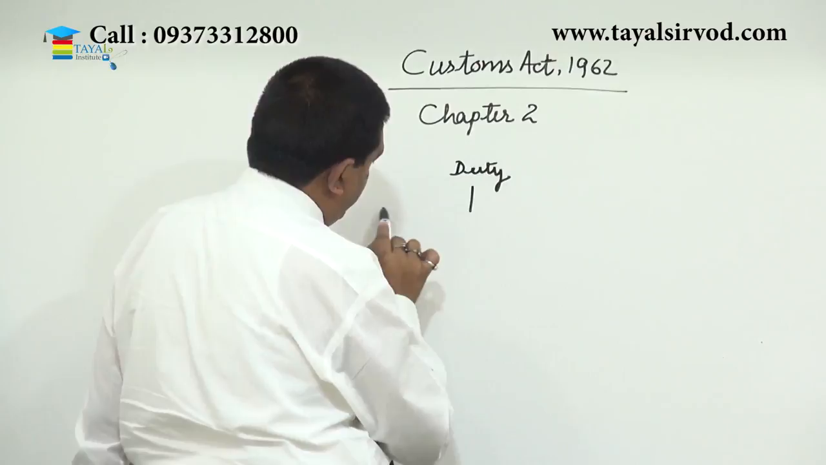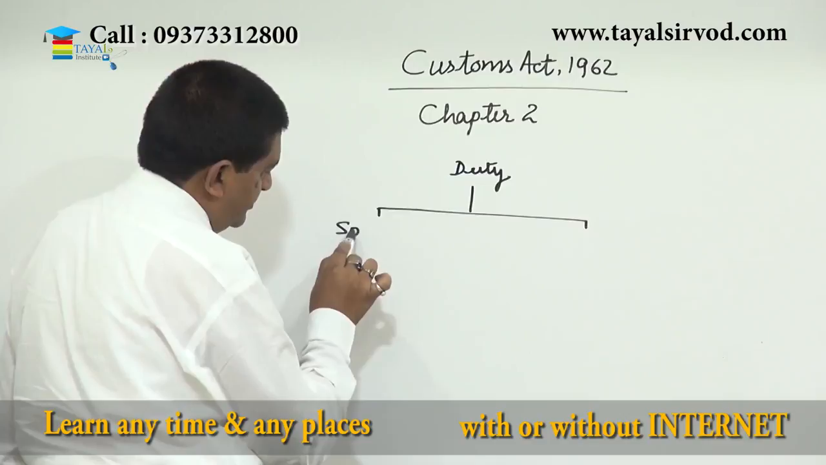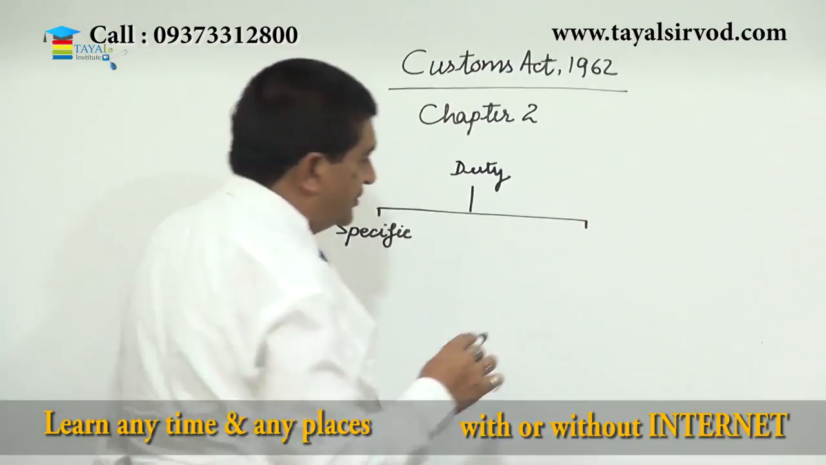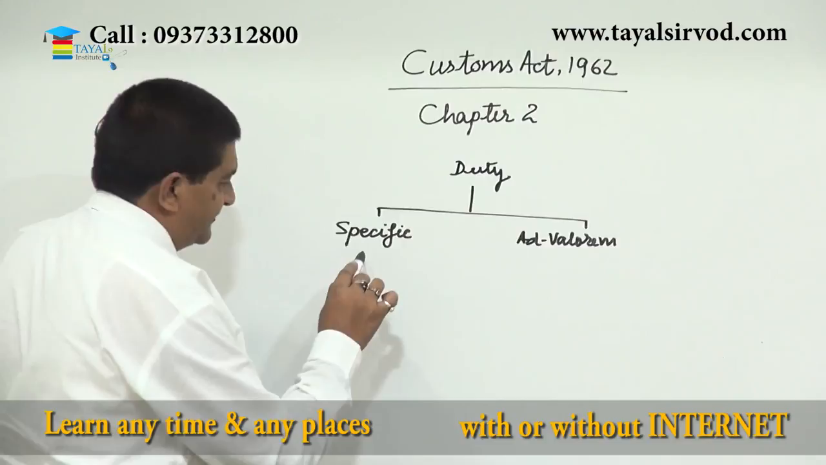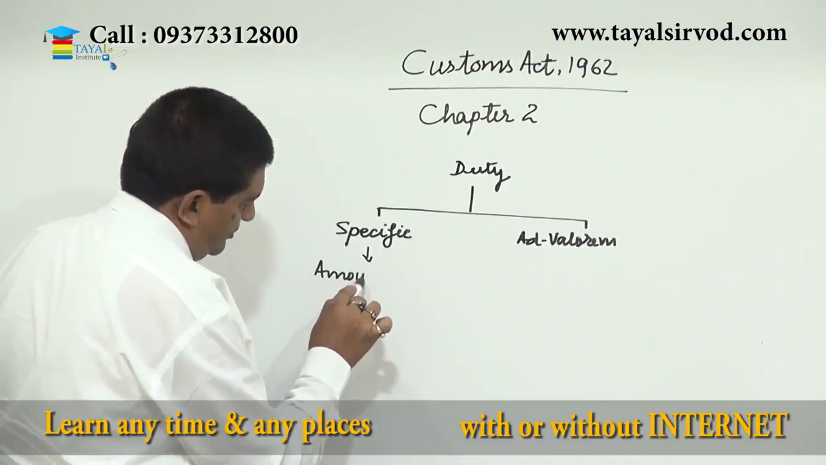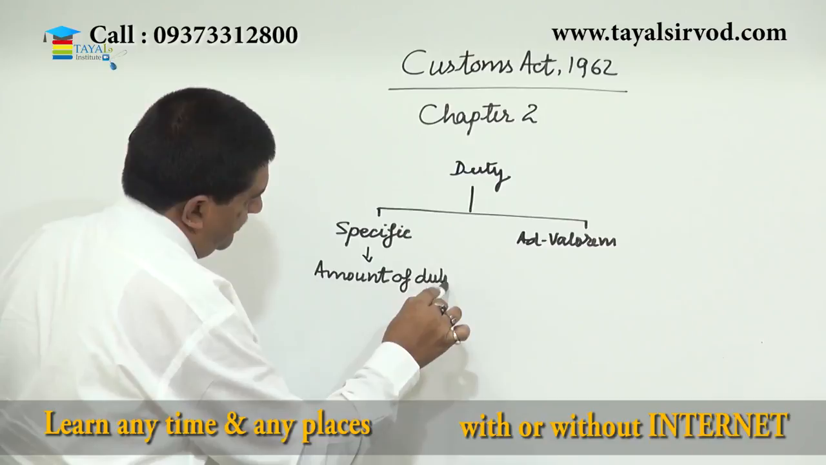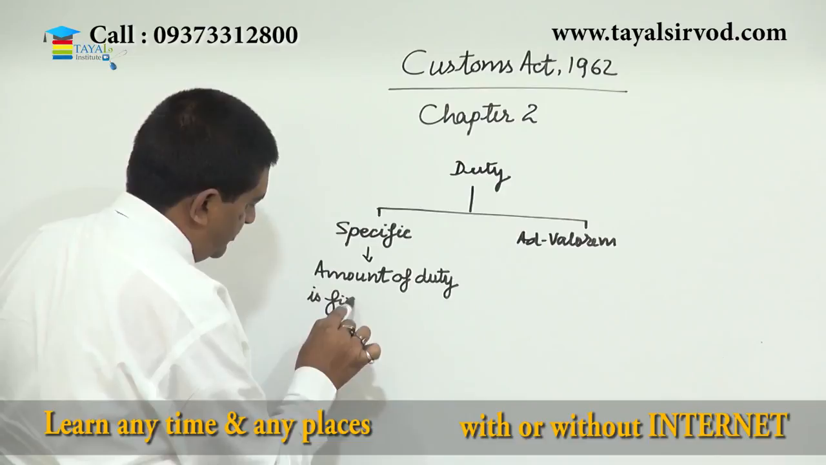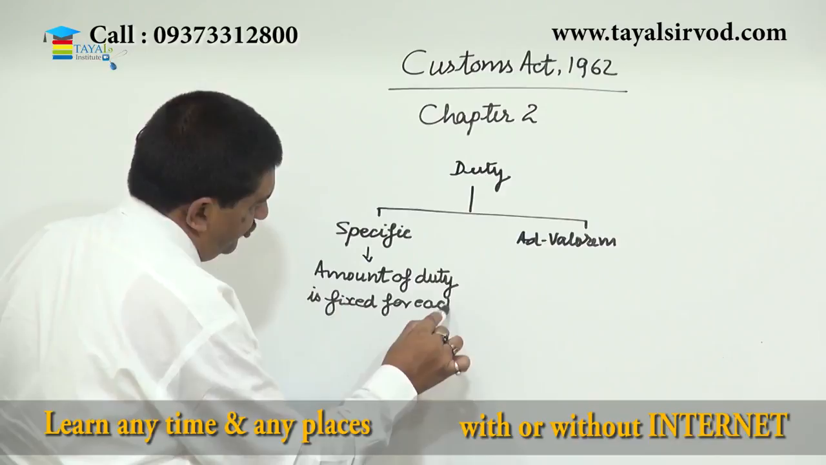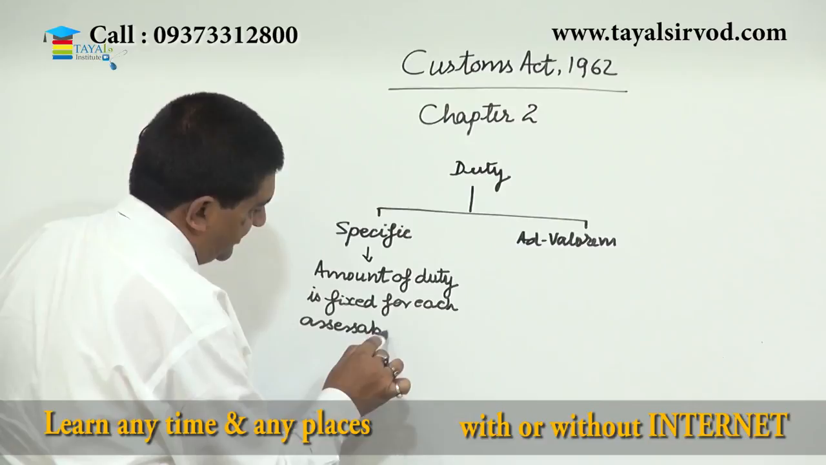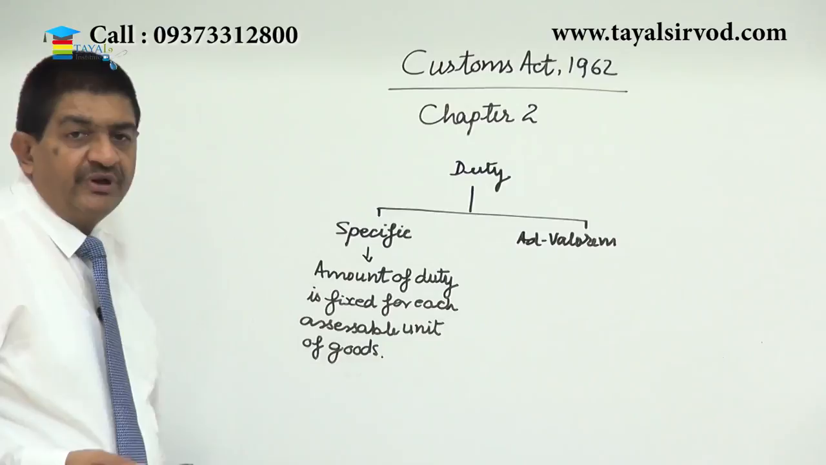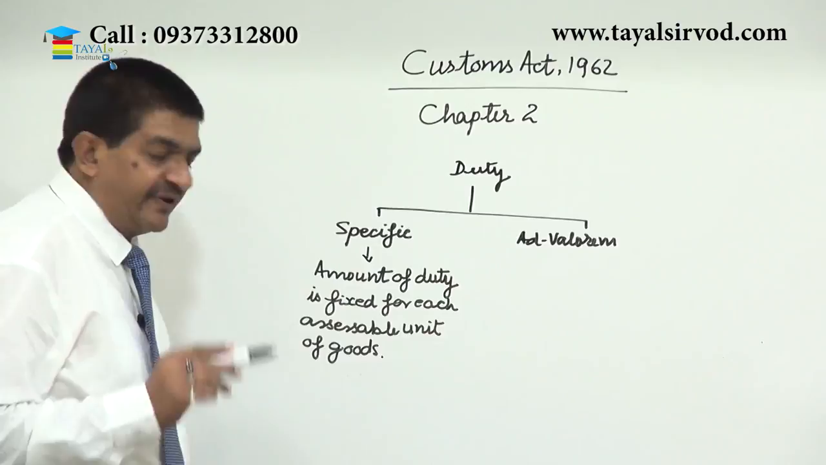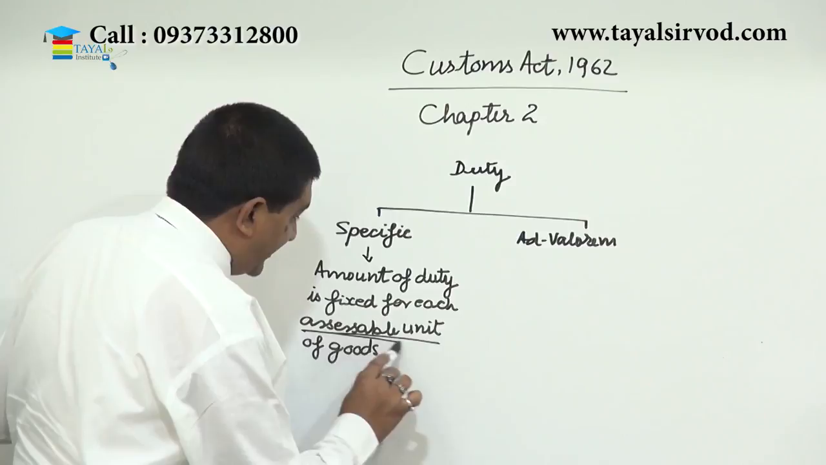The duty may be either a specific duty, or an ad valorem duty. In case of a specific duty, the amount of duty is fixed for each assessable unit of goods. The amount of duty itself is fixed. It is not a percentage, the amount of duty itself is fixed.